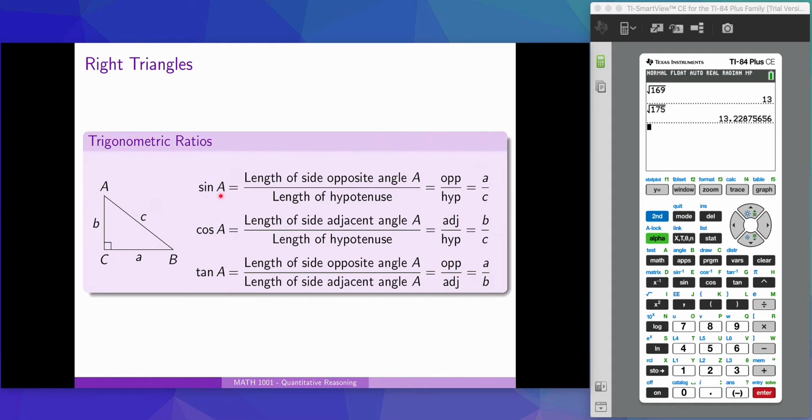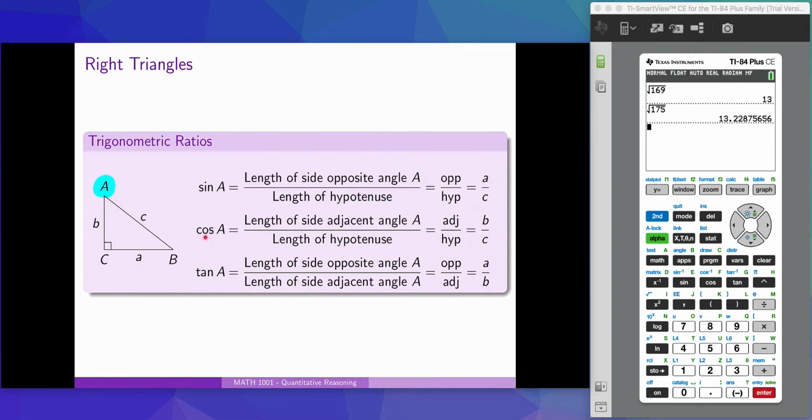The sine of an angle A, from this point of view, is A. So pretend you're standing right there at A looking out over the triangle. The sine of an angle is always the length of the opposite side divided by the length of the hypotenuse. So opposite over hypotenuse, that's A over C. So the sine of A is the opposite over the hypotenuse.